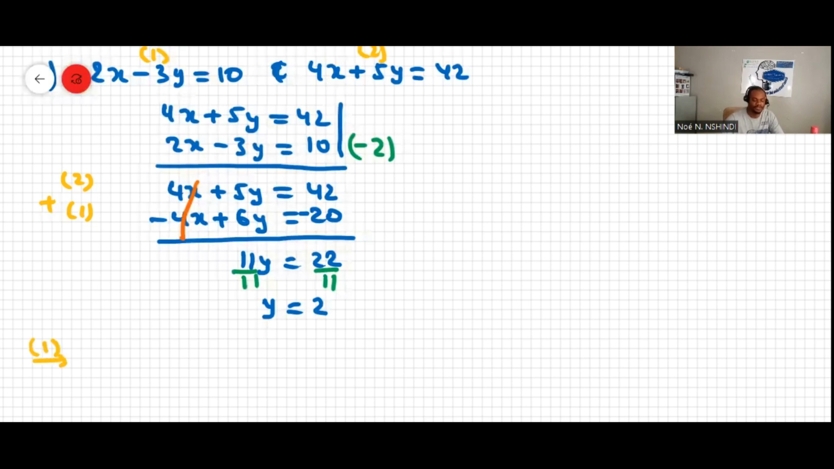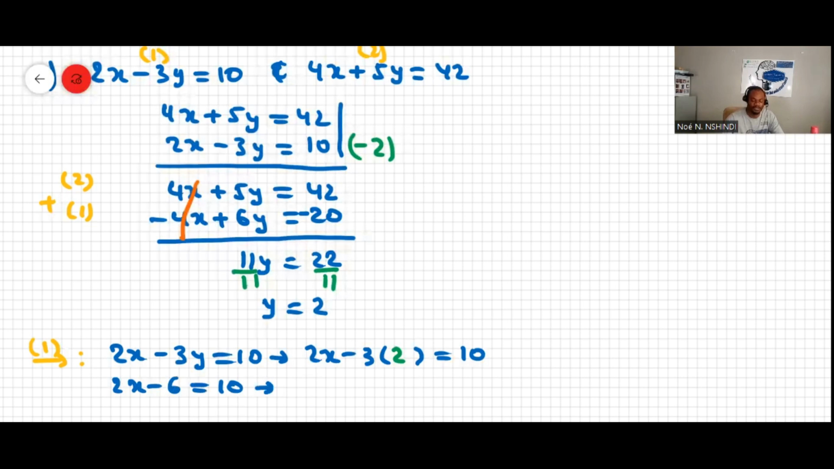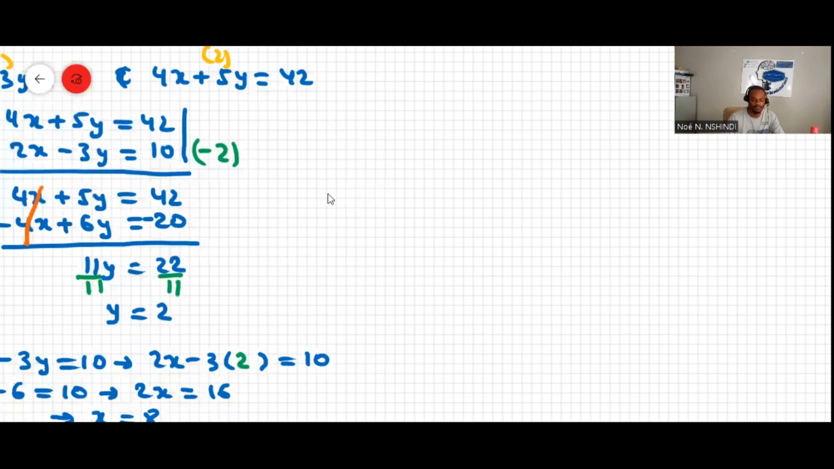So from equation 1, which is 2x minus 3y equal to 10, we substitute in the value of y, which is 2, and that becomes 2x minus 6 equal to 10. If we move the negative 6 over, that makes 2x equal to 16. Then we divide both sides by 2 and we get x equal to 8. So when y equal to 2, x is equal to 8. That was question E. We can also do F.